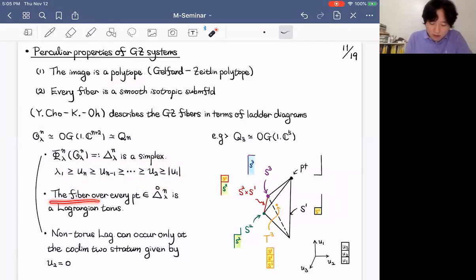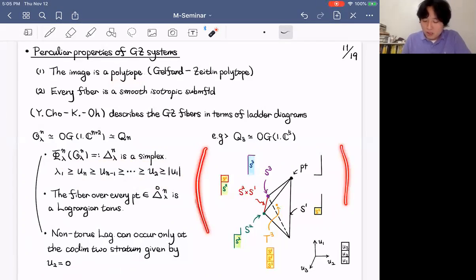And then the fiber over the interior of the polytope is a Lagrangian torus, just like the toric case. And the non-torus Lagrangian can only occur at the codimension 2 strata given by u2 equals 2. So here is the example. Let's say the 3-dimensional quadric hypersurface Q3. And in this case, we have the 3-dimensional simplex, which looks like this. And then besides this codimension 2 strata, everything behaves like the toric case.